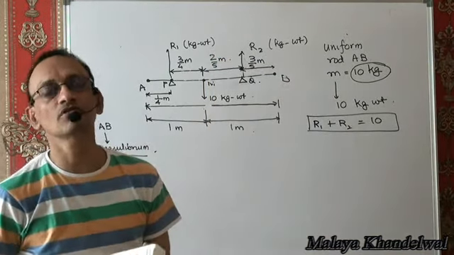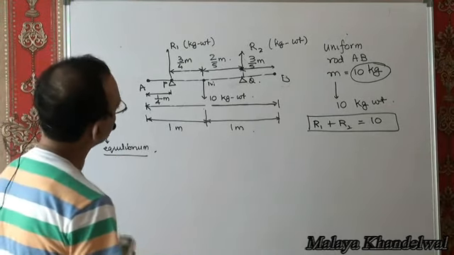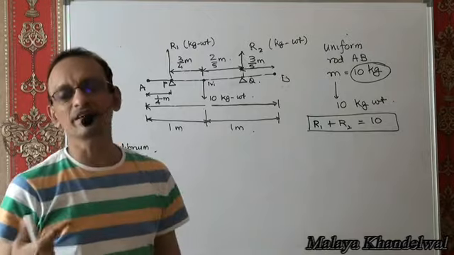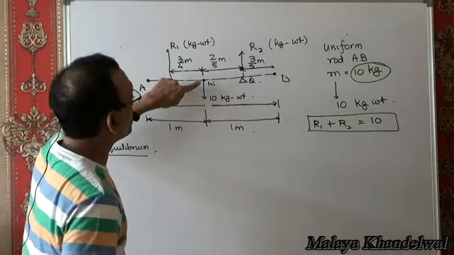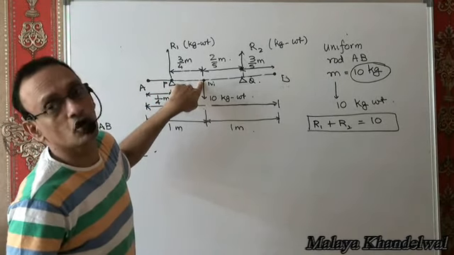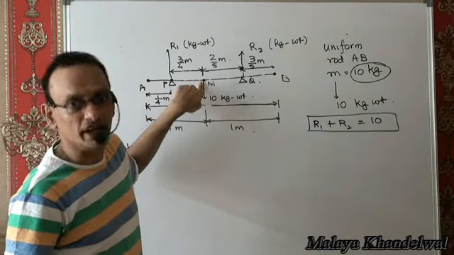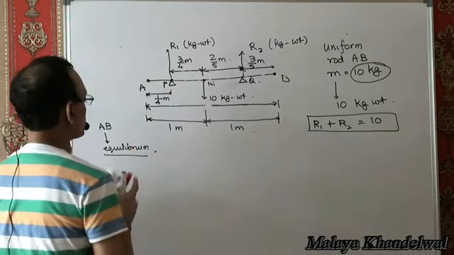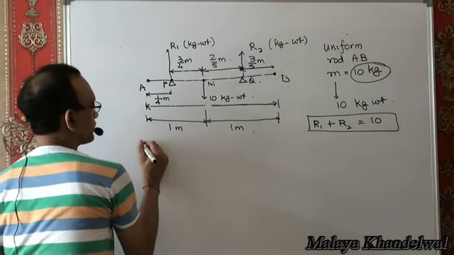I want to be able to solve for R1 and R2. Now there are very many ways. One thing, I could have taken moments about the point M, and I could have said all clockwise moments must be equal to all anti-clockwise moments for rotational equilibrium. Suppose I take moments about M.